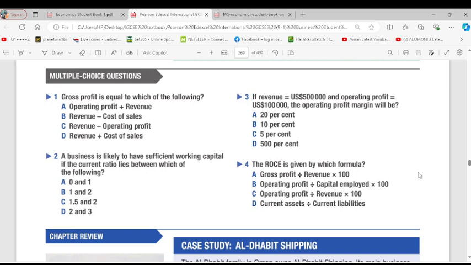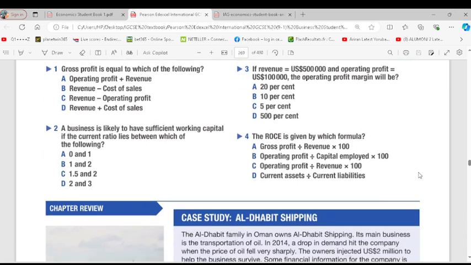So gross profit is equal to B. Gross profit is revenue minus cost of sales. Great. Question 1, B. Now question 2, it's from the other lesson.